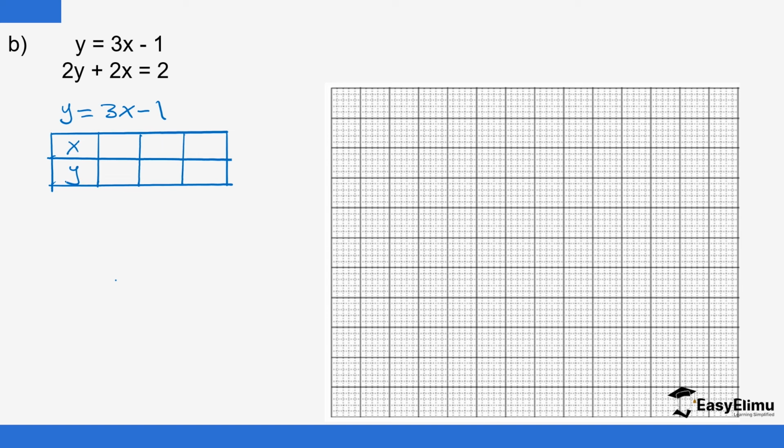So I have x and y. For values of x, you said you can just select them randomly. So I'll use the least three values on the number line, so we have -1, 0, and 1. Then from there, I'll be able to solve for corresponding values of y.